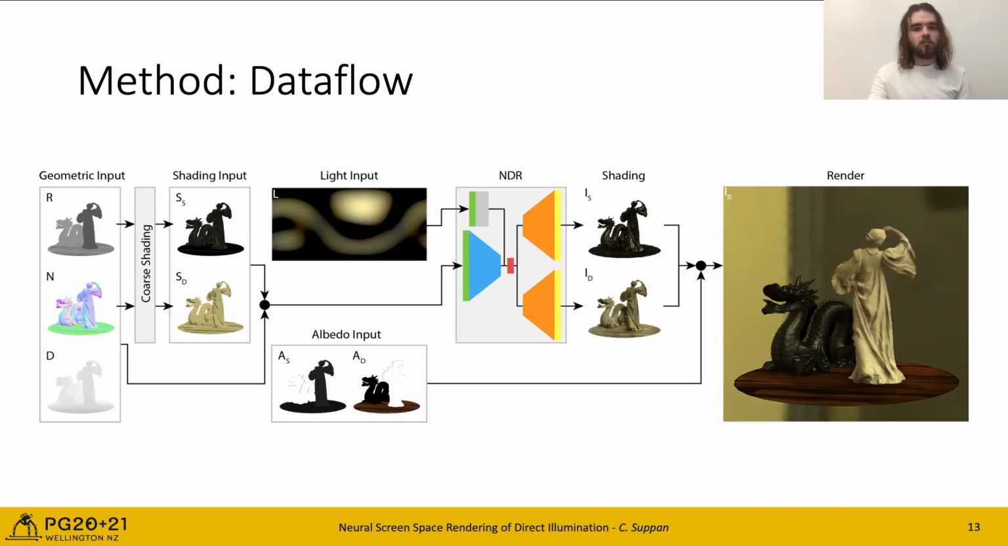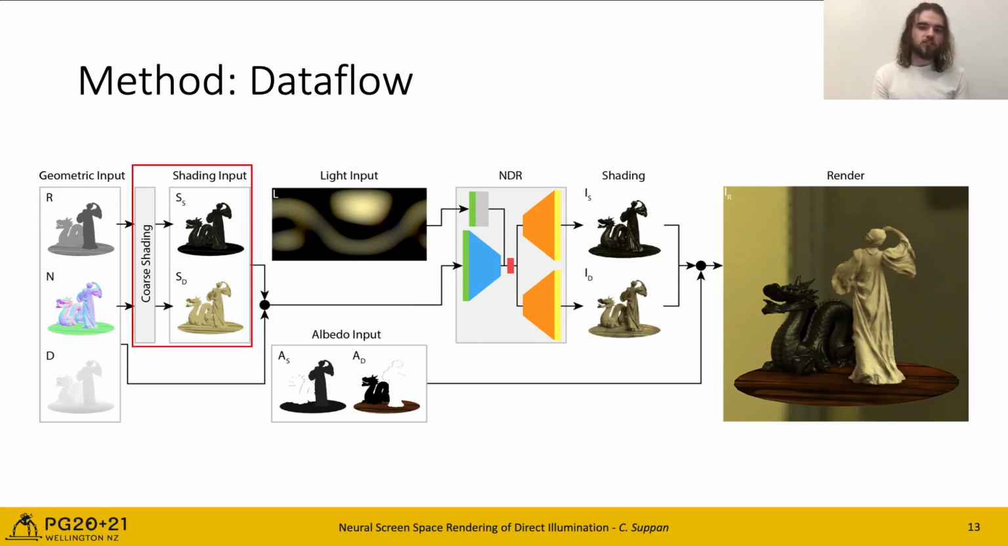This is what the system actually looks like. The NDR is a 2-encoder, 2-decoder unit that outputs diffuse and specular shading maps. Deferred buffers are processed by a convolutional encoder, while the light, expressed by a vector of spherical harmonic coefficients, is processed by a fully connected encoder and concatenated to the bottleneck. For exact structural details, please see the paper.